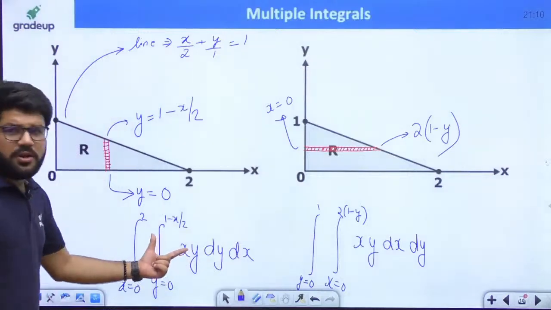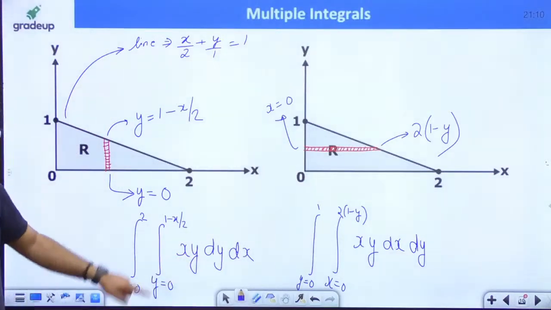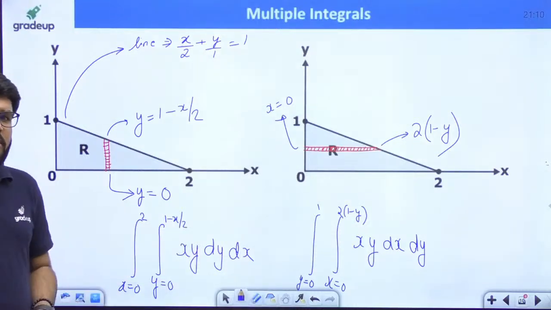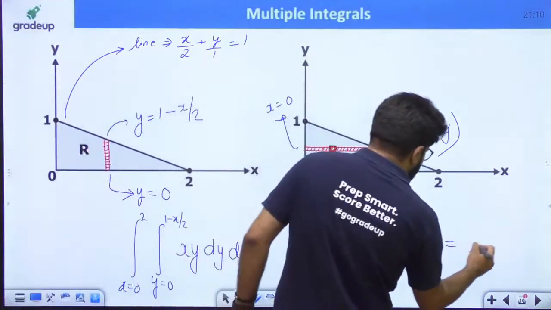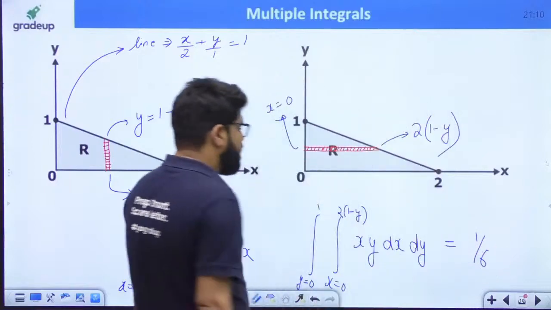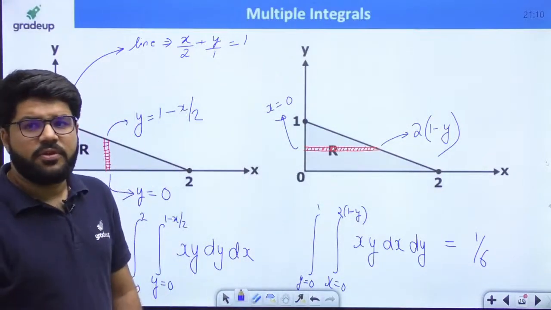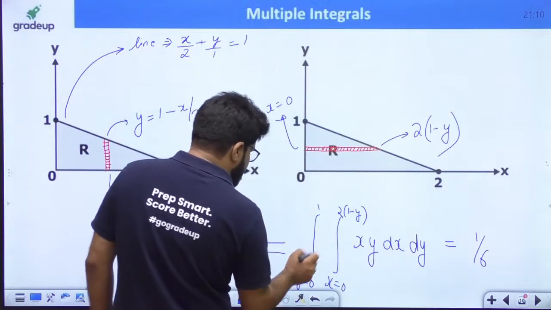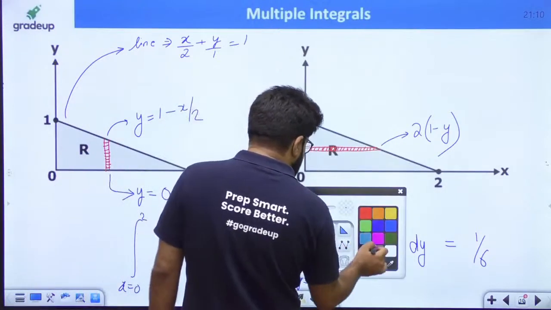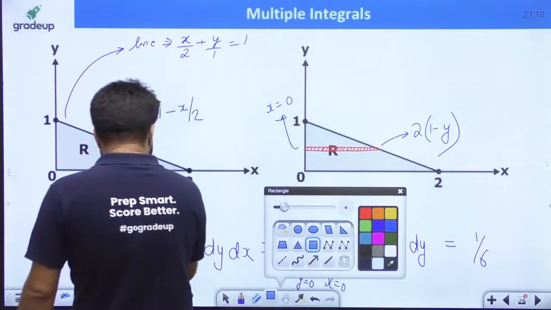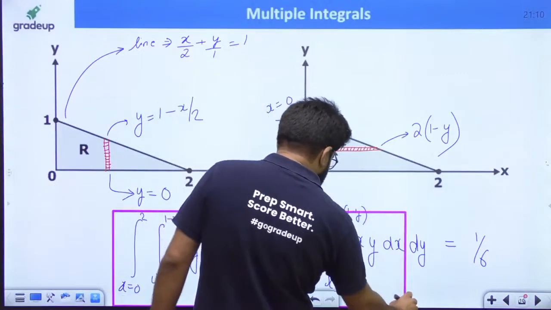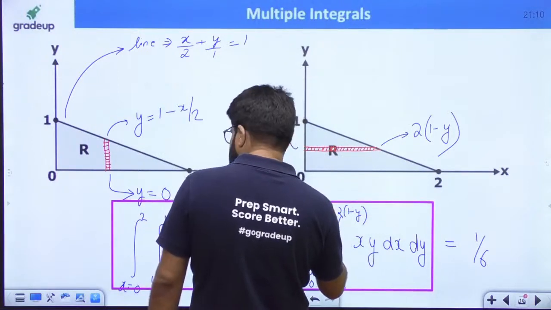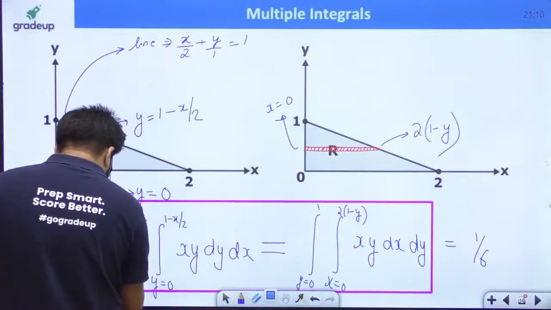Yesterday we solved this already, so I'm not repeating the calculation. You can solve it once again, and after solving, both of them will give you the answer 1 by 6. There is no doubt in that. Both of them will give the answer 1 by 6, and these two integrals will be equivalent. Please make a note that these two integrals will be simply equivalent in nature.